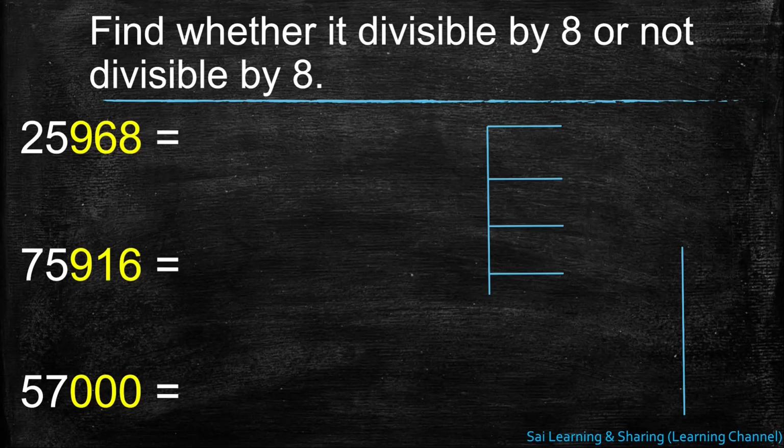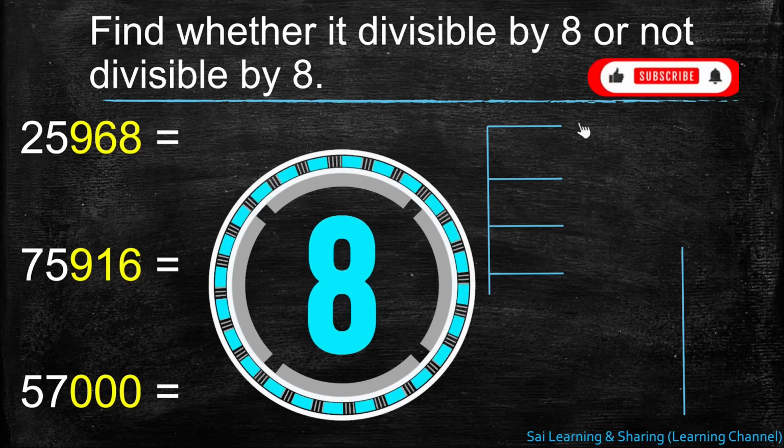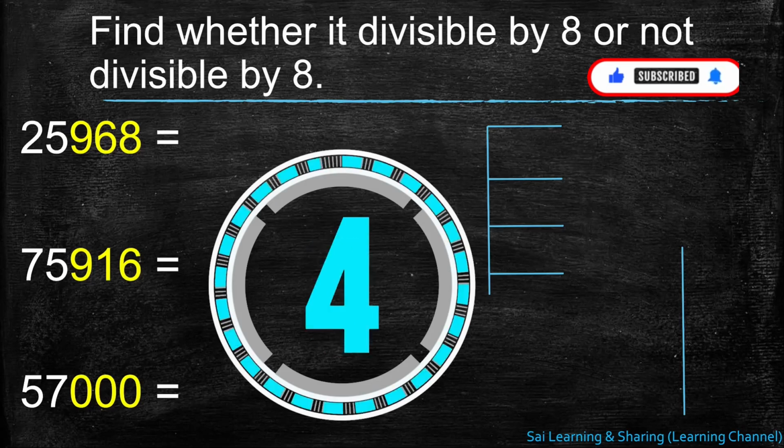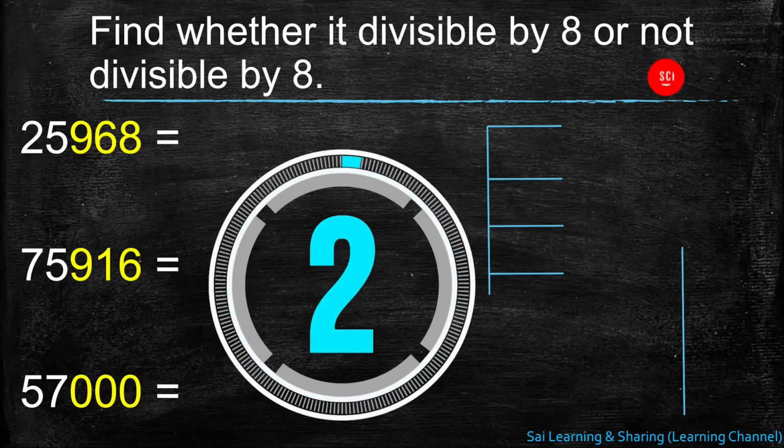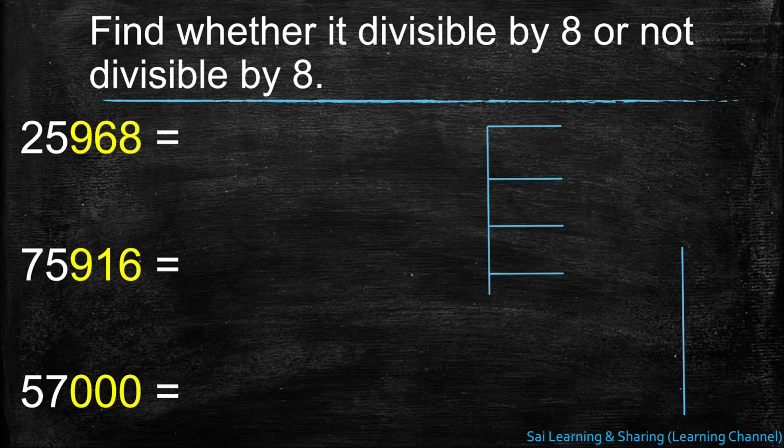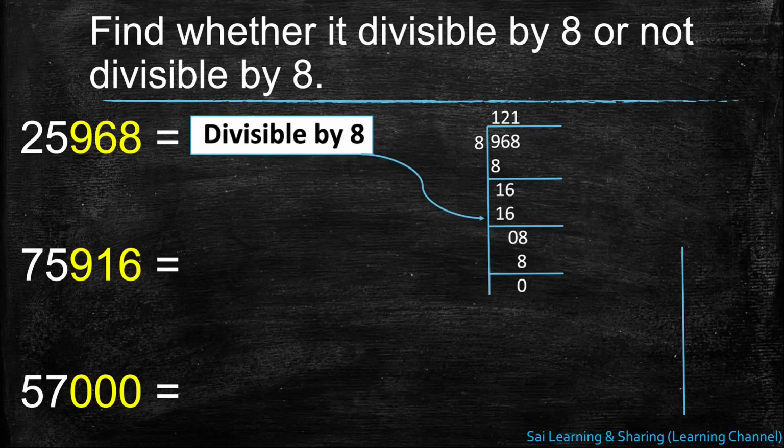Find whether it is divisible by 8 or not divisible by 8. The first question, 25,968. You can pause the video to write down and practice these questions. Okay, now I'm going to move on to the answers. 25,968 is divisible by 8 because when we divide the ones, tens, hundreds places by 8, we get the remainder as 0. So it is divisible by 8.